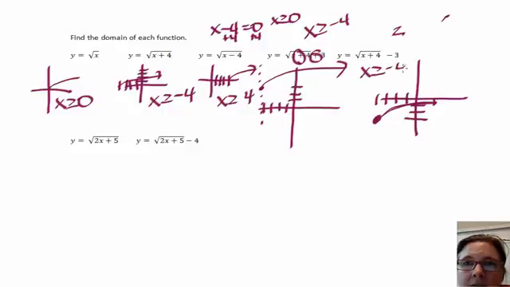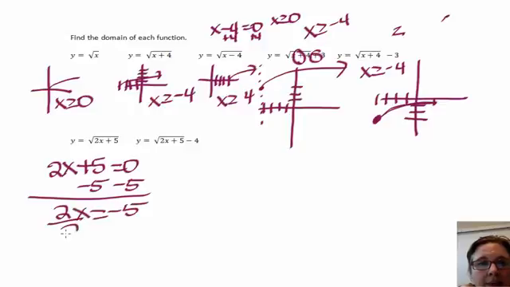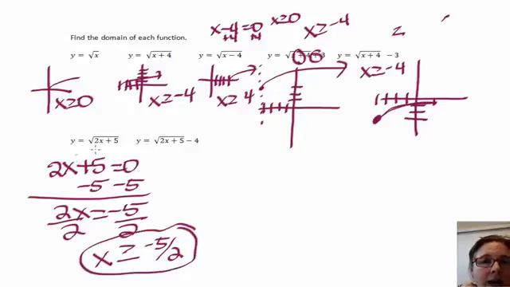it's going to be x is greater than or equal to -4. Okay, now if you have one like this, so you're going to do 2x plus 5 equals 0. You set it equal to 0. We subtract 5. 2x equals -5. Divide by 2. Divide by 2. X is actually greater than or equal. It's always going to be that -5/2. Okay, because you're going to set whatever's under the radical equal to 0.